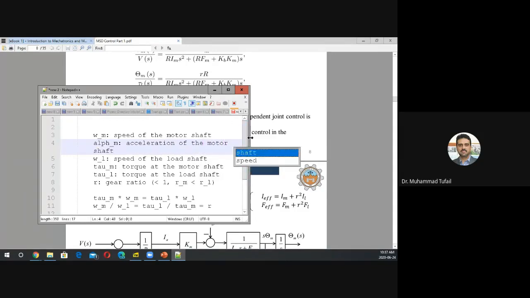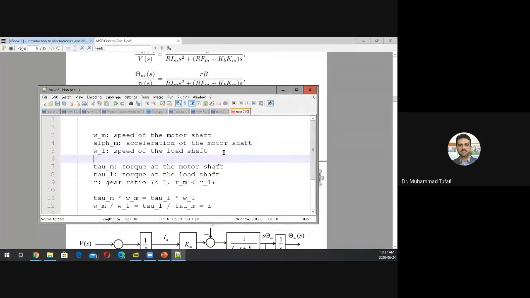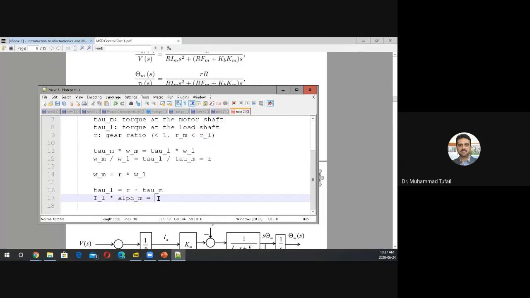And similarly, alpha L is the acceleration of the load. Okay, so now write R times tau m, and instead bring in the inertia of the motor times alpha of the motor. Sorry, this should be L. Because tau is equal to inertia times angular acceleration. So this is also equal to the inertia of the motor times angular acceleration.